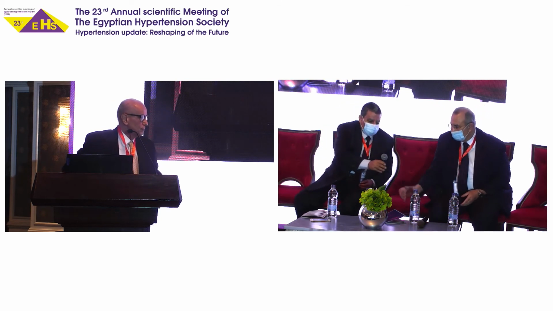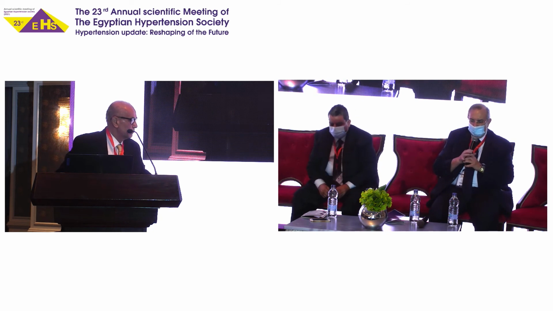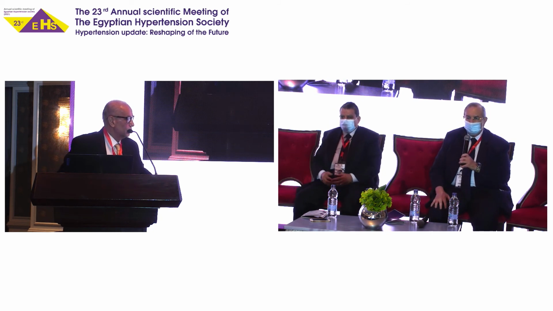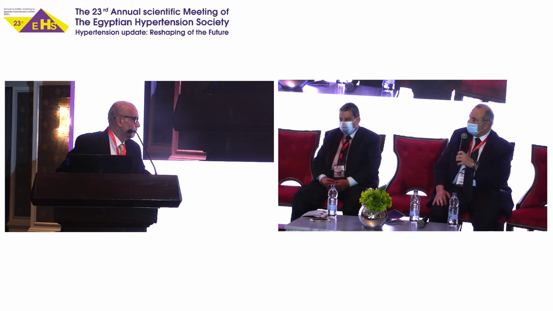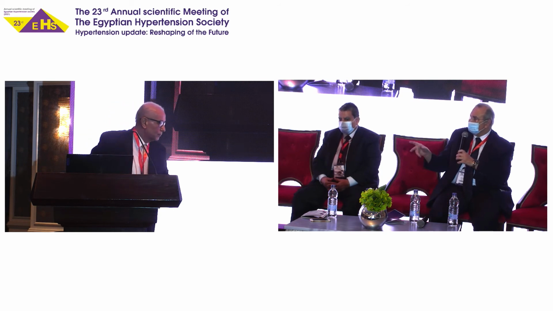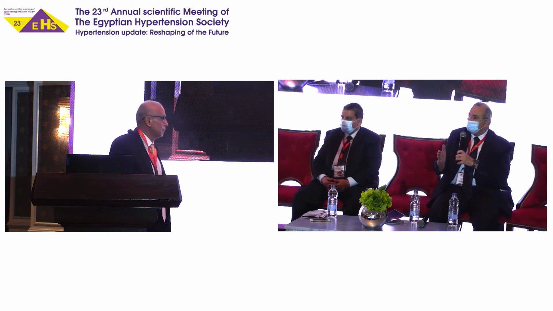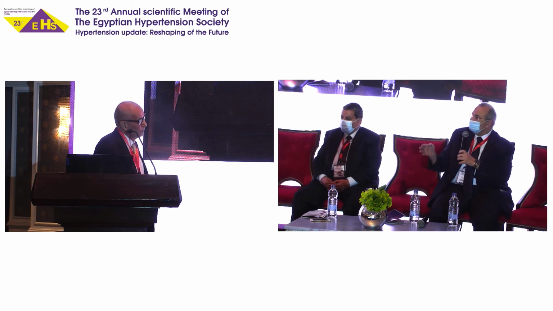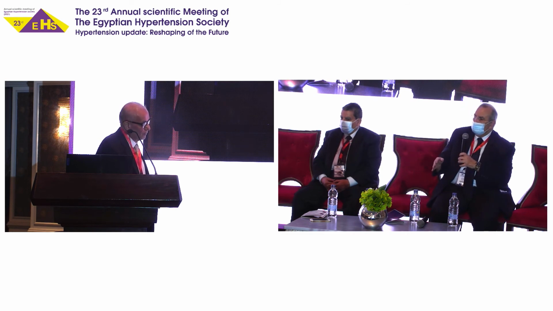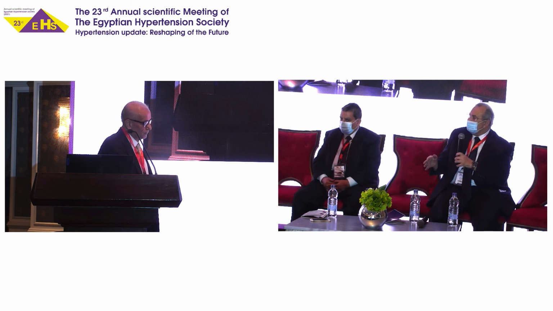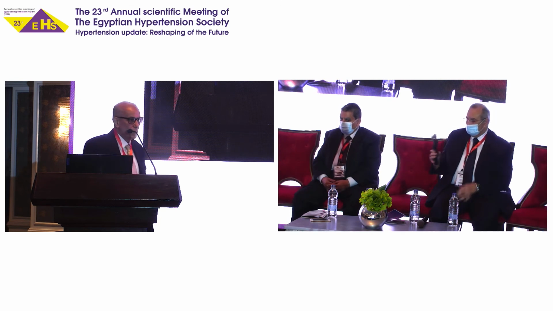Dr. Abdelmonem, as usual, an excellent and to-the-point lecture. How do we explain the failure of denervation of the renal blood vessels to control blood pressure? We have two controversial findings. The first papers showed that we can denervate the renal blood vessels and control blood pressure. Then, after many papers, they denied this effect. How do we explain this conflict?